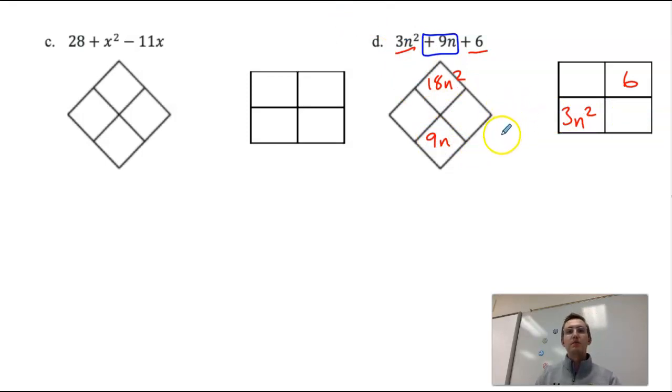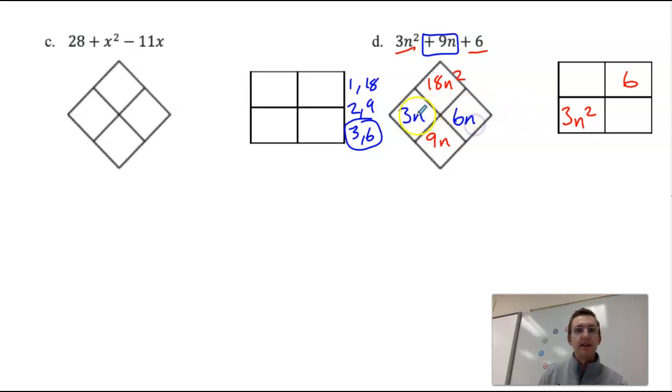So now we need to think about what factors of 18 add up to be 9. So let's make a list of all the multiples of 18. I'm thinking there's 1 and 18, there's 2 and 9, and I think 3 and 6 are the ones that I can think of off the top of my head. And the ones that are going to add to 9 are obviously going to be 6 and 3. So we need to put 3n here. Let's put 6n here. And remember that these two blue numbers are the ones that also go on our generic rectangle. So now we've got 3n, and then we've got 6n right here. And now we're ready to factor, because as soon as we get this thing all filled out, then we can start factoring.